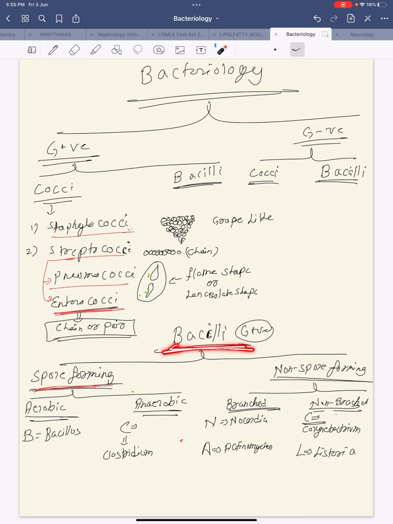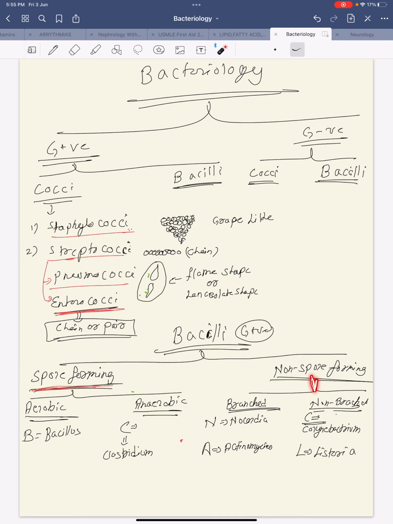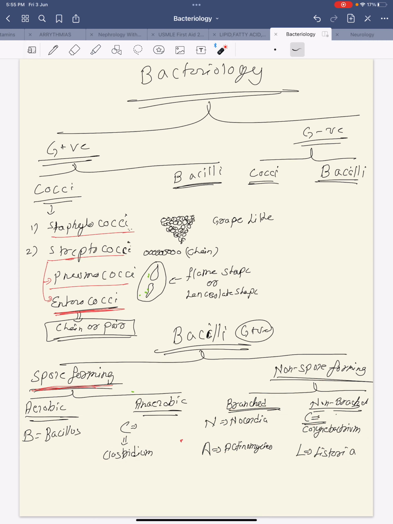Same for the gram positive bacilli. They are spore forming or non-spore forming. Spore forming will form spores either in aerobic condition or in anaerobic condition. Same, if they are not forming spores, they are either branched or non-branched. So how to remember? B, C, na, kal. So Bacillus, Clostridium, Nocardia, Actinomyces, Listeria, and C. diphtheriae. Okay, let's start gram negative now.